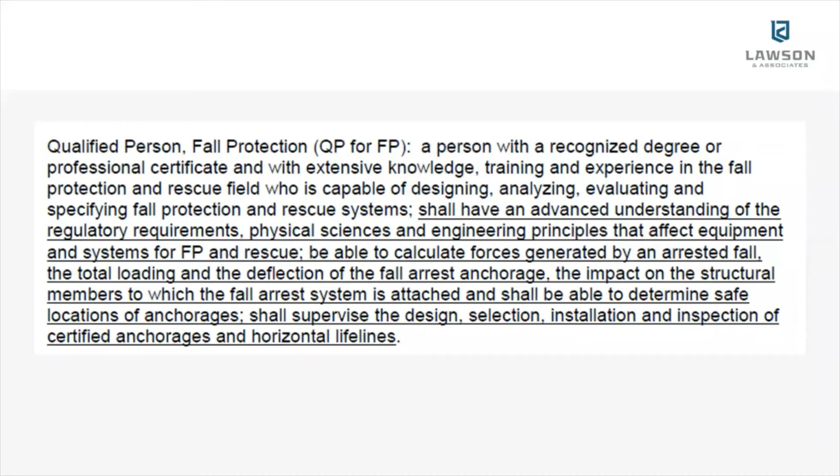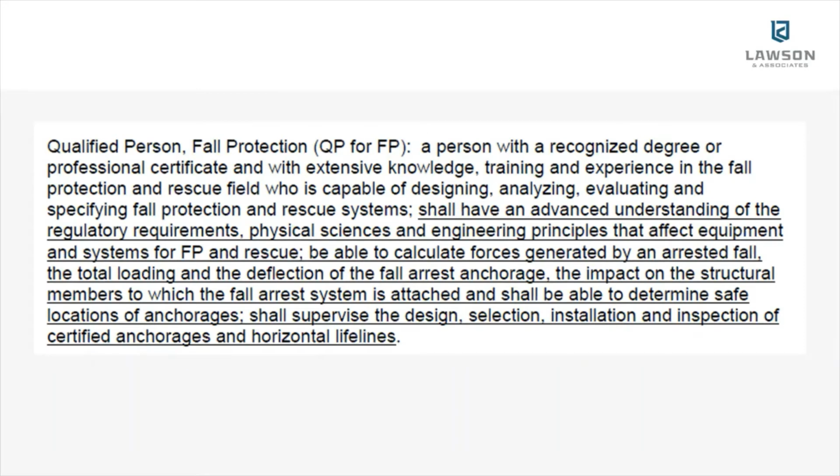So same thing, a person who's recognized or capable of designing systems, analyzing and evaluating these. But this also says, if I back up for a second, that they have extensive knowledge, training, and experience in fall protection and the rescue field, okay? And even with designing and analyzing and evaluating fall protection and rescue systems.